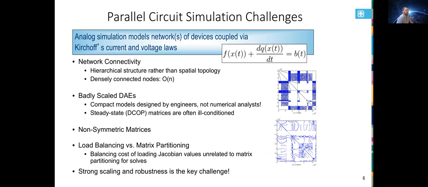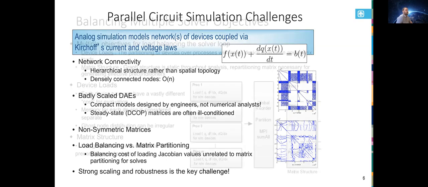What you tend to get in circuits is a somewhat heterogeneous structure. You can have some nodes that are connected to thousands of things. You can have other nodes that are connected to hardly anything. You can also get really bad scaling. And I should say, there are, of course, some circuits that have lots of structure, but there are others that don't. And it's really hard to predict ahead of time what you're going to get. So all of these issues make solving these problems in parallel a lot harder. And so that's something that we really focused a lot on.